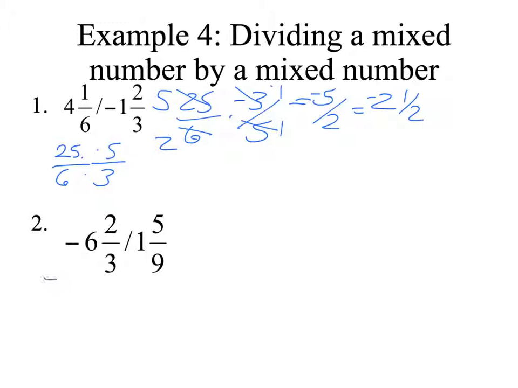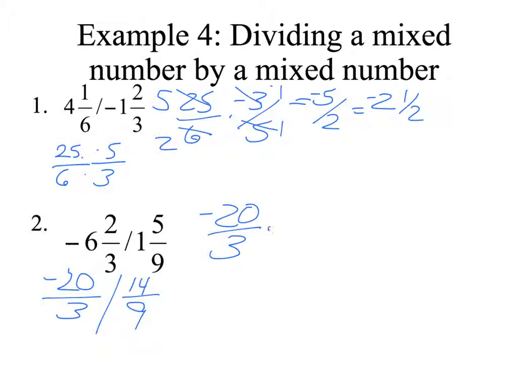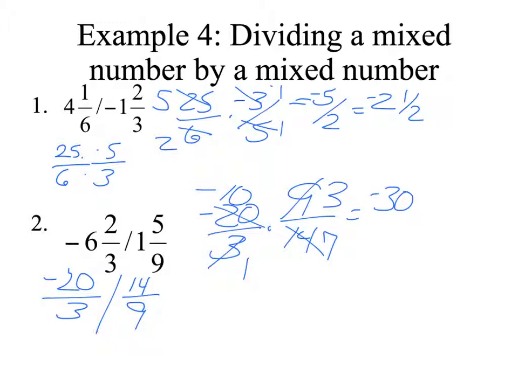Negative 6 times 3 is negative 18, plus 2 is negative 20 over 3, divided by 14 over 9. Now I will flip them. So negative 20 over 3 times 9 over 14. That becomes a 7. That becomes a negative 10. That becomes a 3. That becomes a 1. I get negative 30 over 7, which will become negative 4 and 2/7 as a mixed number.